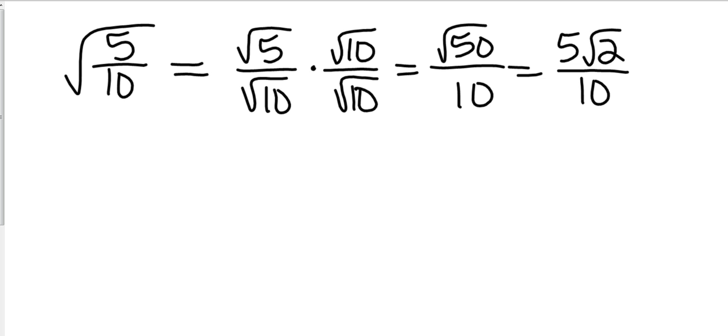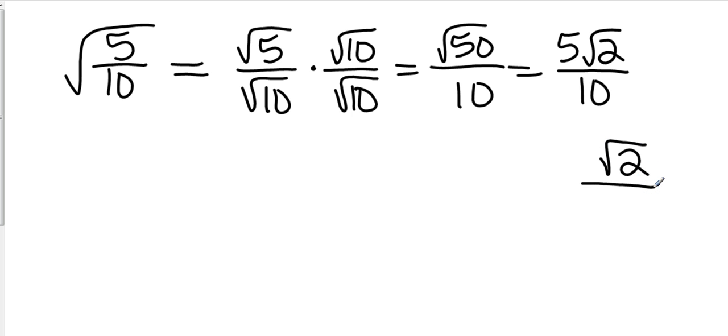Am I done? No. Look at it. What do you see? 5 over 10. Remember, if numbers on the top and bottom could cancel that are outside of the square root, that's okay. We can't touch the square root. So I'm going to bring down the square root.